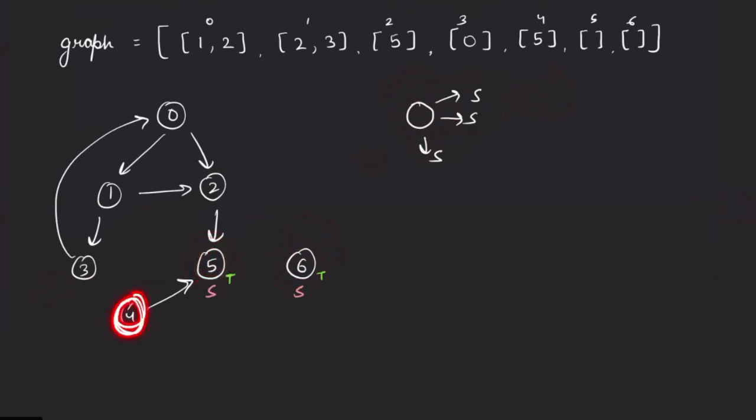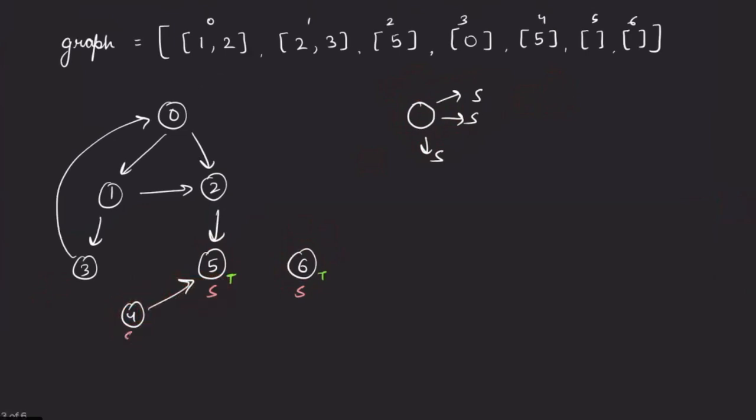Then from node 4, there is only one outgoing path, which is this one, and that is eventually leading to a safe node. So this is also a safe node. Then if we look at node 2, only one path is there and that is leading to a safe node. So this is also a safe node. Then if we see node 0, from node 0 we are having two paths. One is this and one is this.